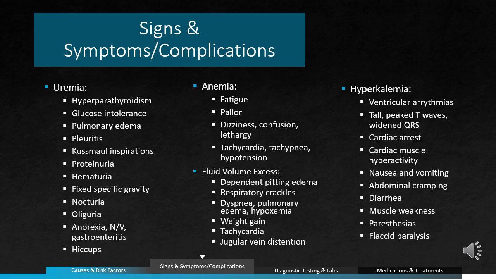Complication of hyperkalemia with chronic kidney disease shows signs and symptoms of ventricular arrhythmias, tall peaked T waves, widened QRS, cardiac arrest, cardiac muscle hyperactivity, nausea, vomiting, abdominal cramping, diarrhea, muscle weakness, paresthesia, and flaccid paralysis.